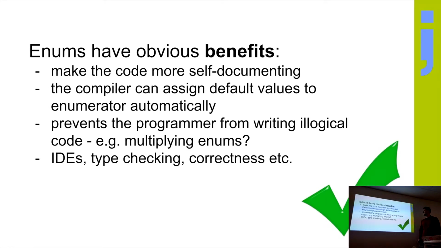Enums have obvious benefits. They make the code more self-documenting. The compiler can tell you stuff. It's actually like a class, so there is type checking and correctness, and it prevents you from writing illogical code. Like if you represent enums by ints, you can, for example, add enums. Well, you can, but immediately you see that it's wrong.